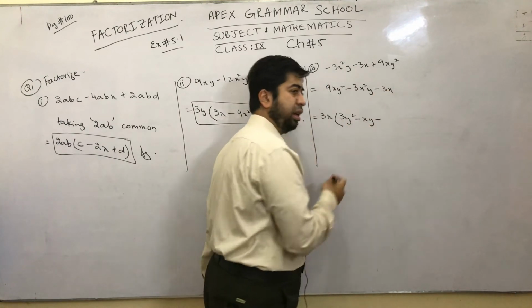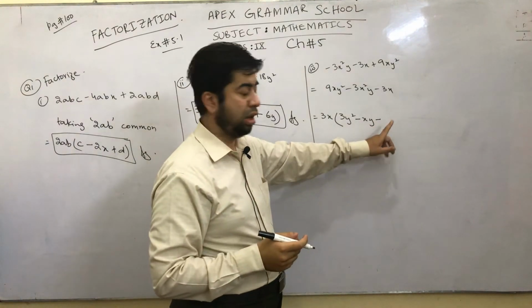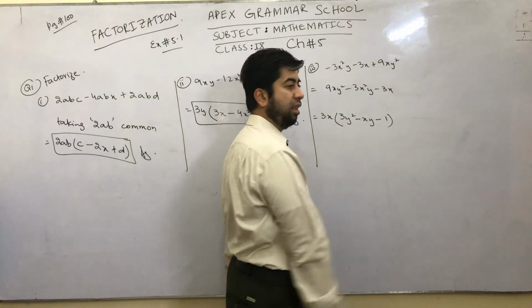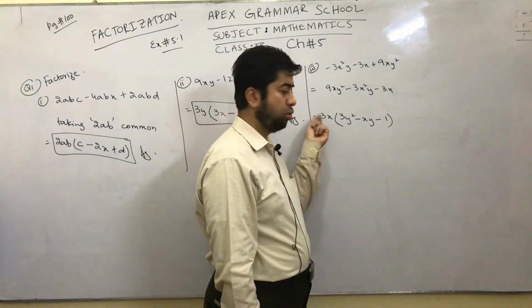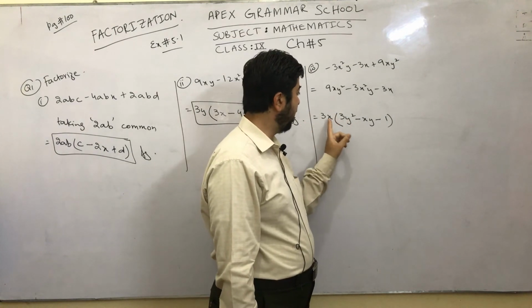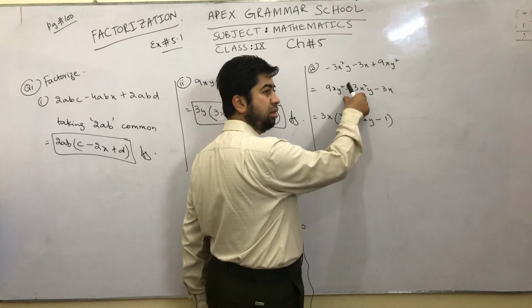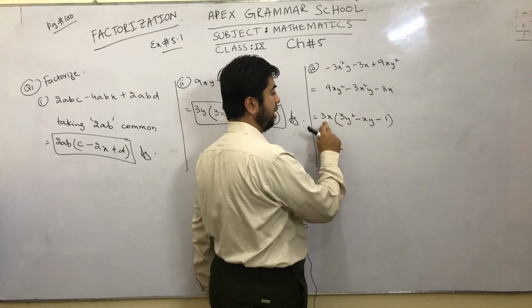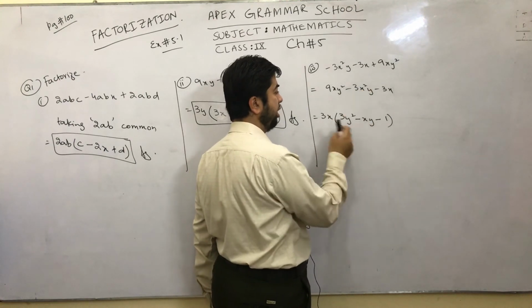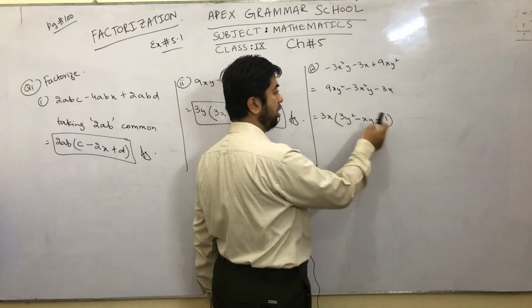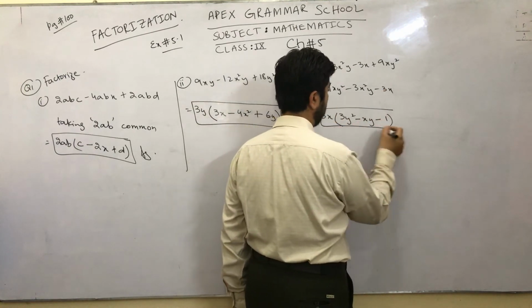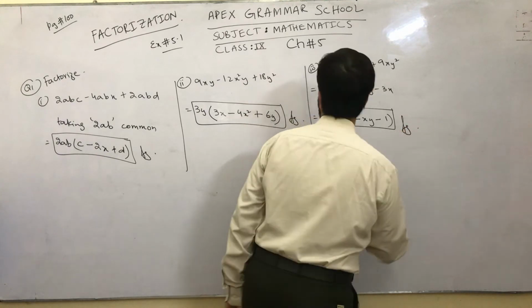So instead of 3x, we can write it now here 1. After multiplying this 3x to the inside, 3 3s are 9xy square here. This thing again becomes this expression, like 3x square y, negative sign, 3x into negative 1, that is negative 3x. This is the answer.